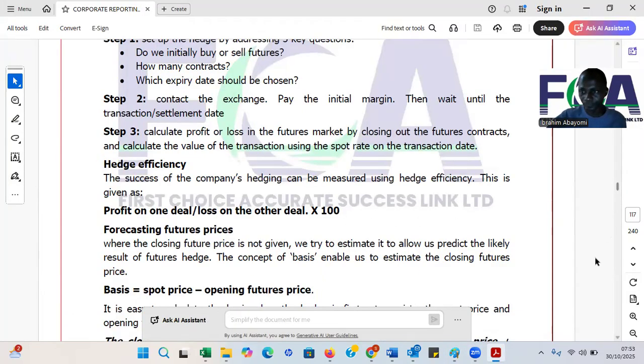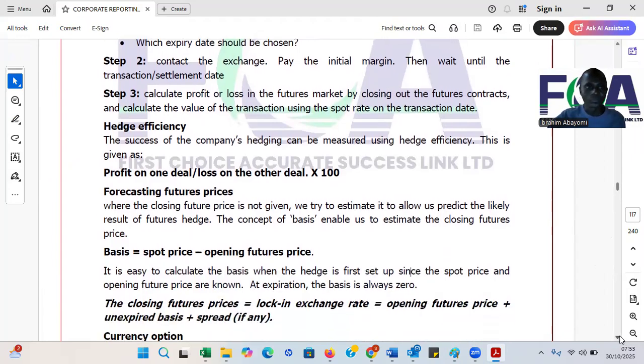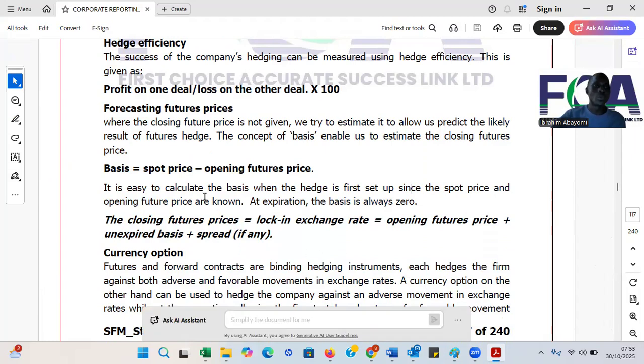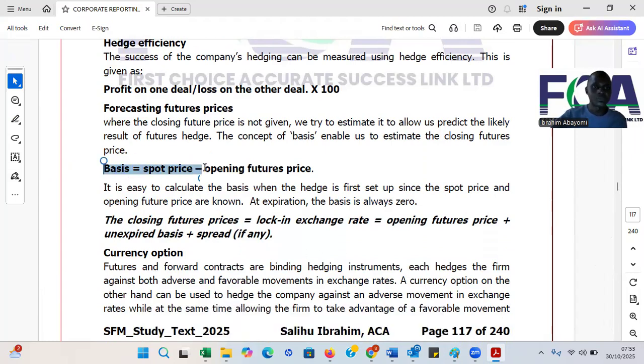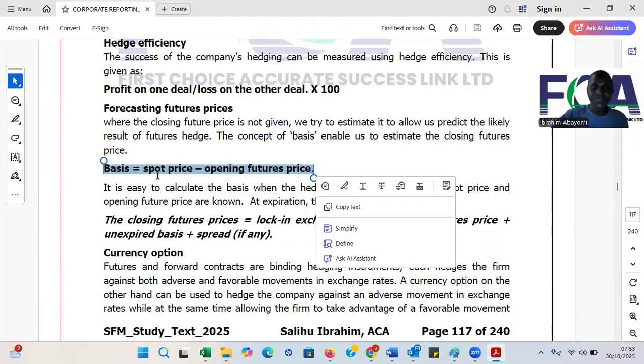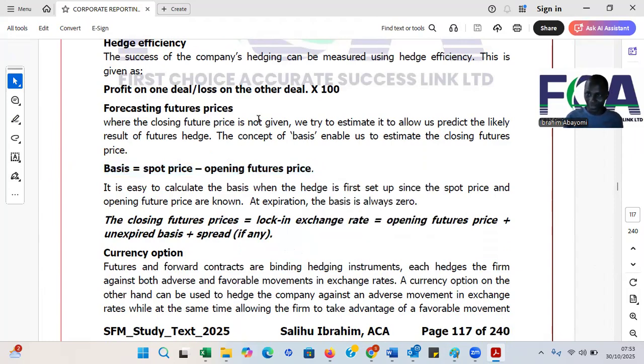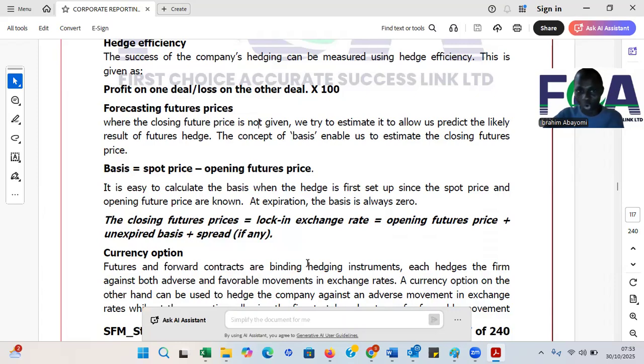Now look at it. Spot price. We all know what spot price is now. Spot price simply means the spot rate in the spot market. We have two markets now, the spot market and the futures market. So the rate in the spot market is what we call the spot price here. And then we have the futures price. The difference between these two is what we call basis.